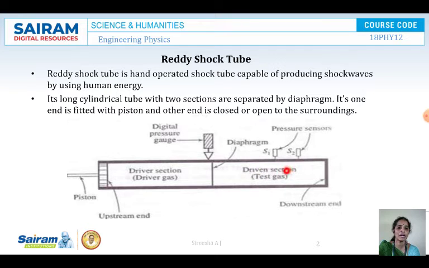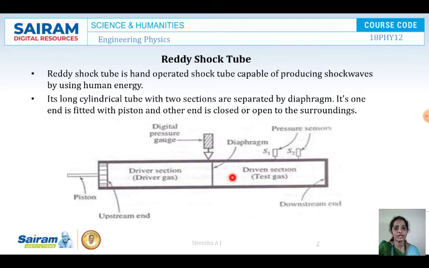The moment the primary shock wave is generated, there is a sudden increase in the pressure and temperature, which is detected by the pressure sensors connected to the CRO. You can see there is a sudden rise of pressure and temperature. The moment there is a sudden rise in the pressure, the shock wave is generated. The generated shock wave goes towards the downstream, and again it is reflected. The moment it is reflected, again the temperature and pressure increase because of the reflection. This is how a shock wave is generated.